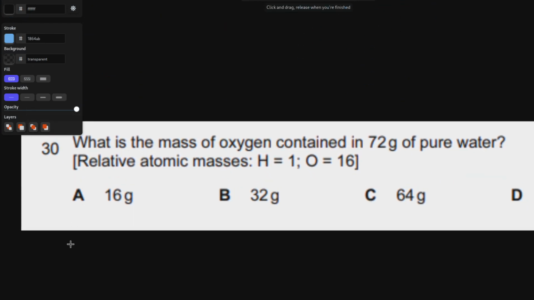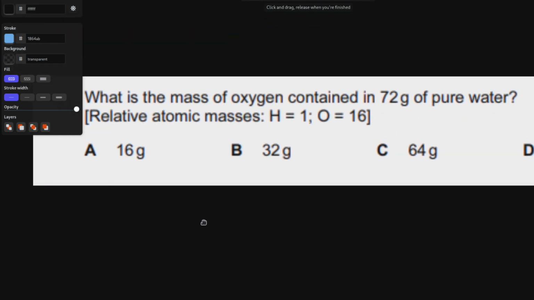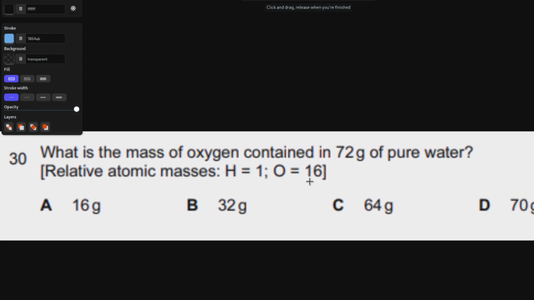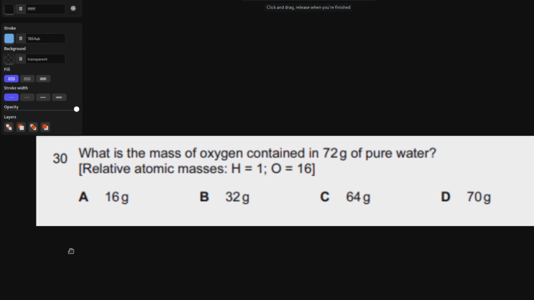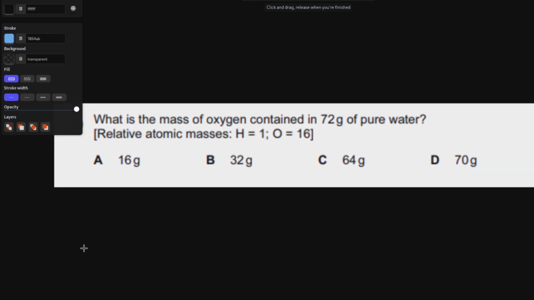Let's move on to the next question. The next question is quite an interesting one. Okay. So, what is the mass of oxygen contained in 72 grams of pure water? Now, this is something that I want you to try first, and then I will be solving it myself. This is something that you have gone through before. This is a question that you have seen before. So, first of all, you give it a try, and then we will solve it.